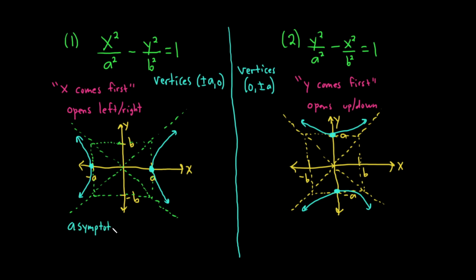Asymptotes. It's a funny word, right? It's got a P in it. They're y equals plus or minus b over a times x. And over here, the asymptotes are y equals plus or minus a over b times x. So a over b times x.